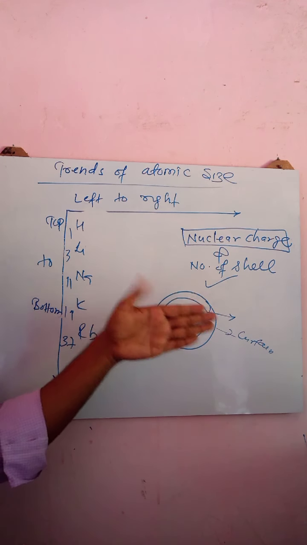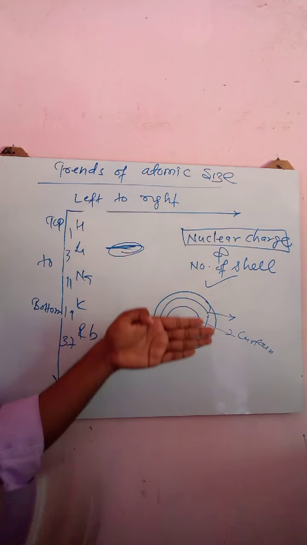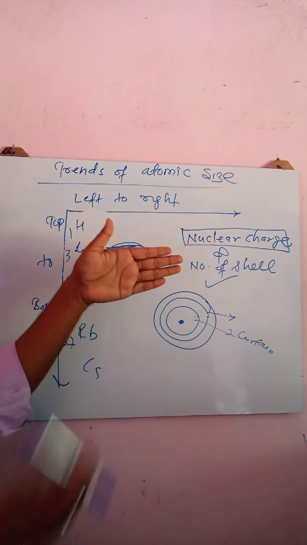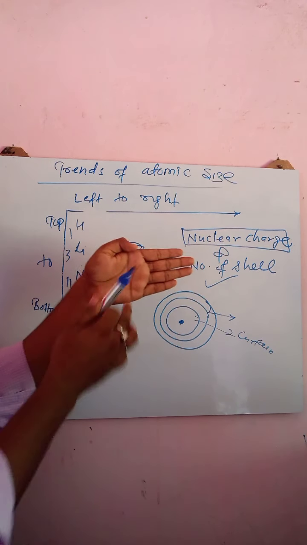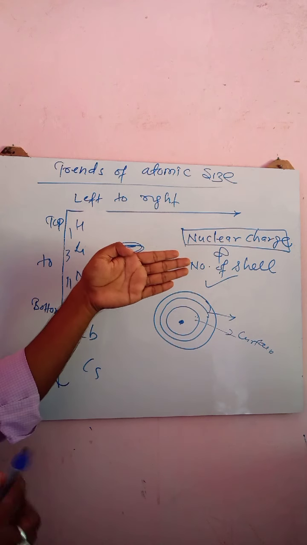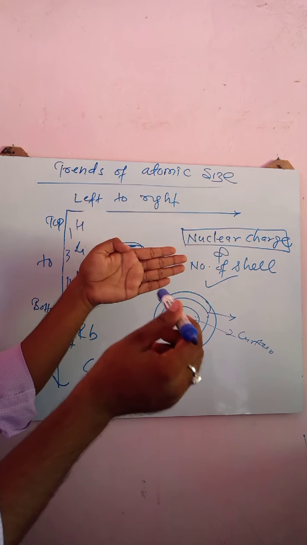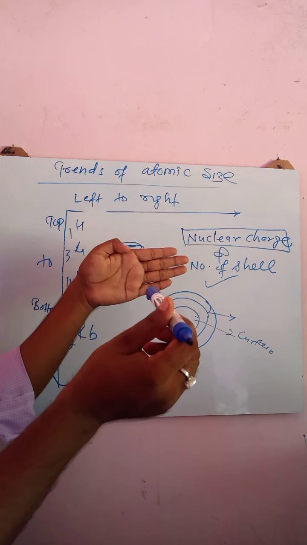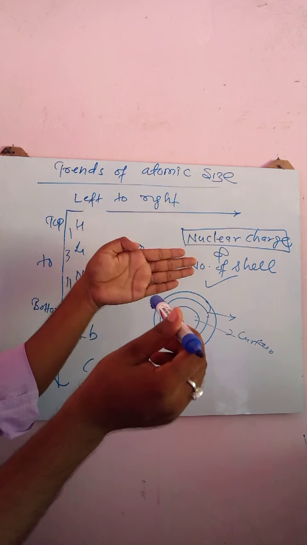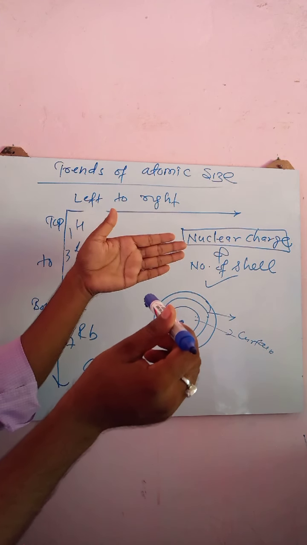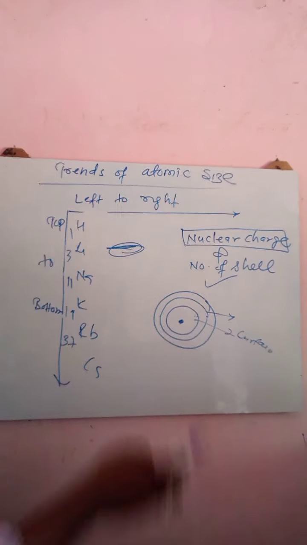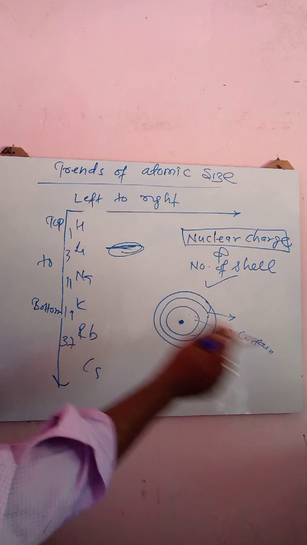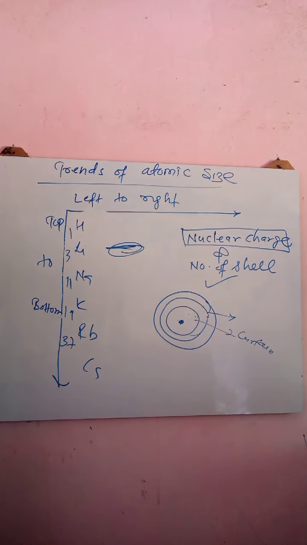Suppose we have a magnet and I have kept an iron nail here. One iron nail, and this pen is acting as a magnet. In between this nail and pen I have kept a curtain, a wall, you can see. Now when you attract this nail with the help of this magnet, the effect will be reduced because the wall is playing the role of a barrier between nail and magnet. Similarly, between the nucleus and the outermost shell, inner shells play the role of a curtain, a wall. They reduce the effect of nuclear pull.